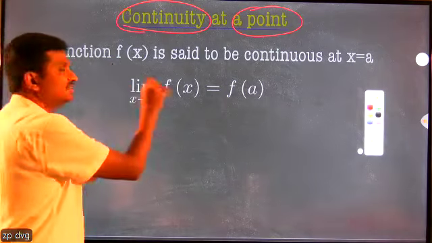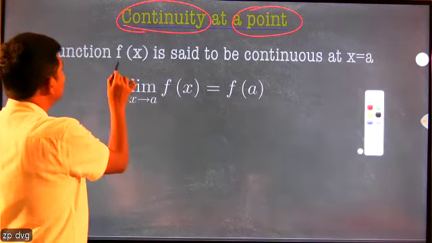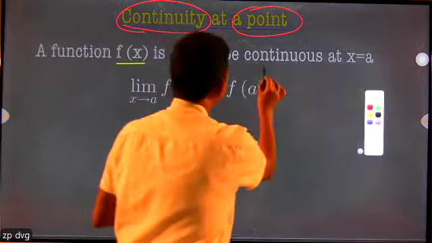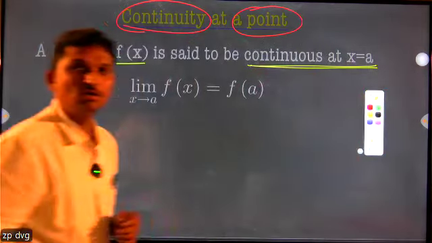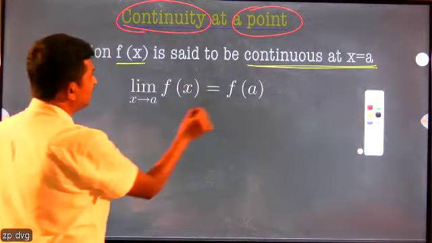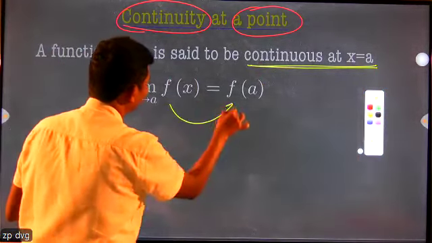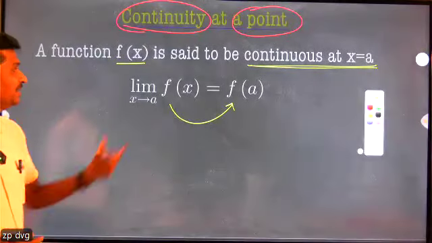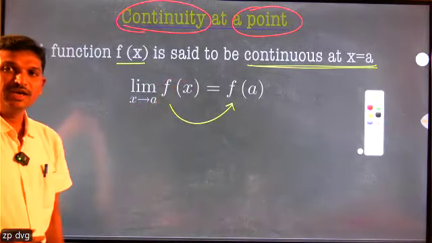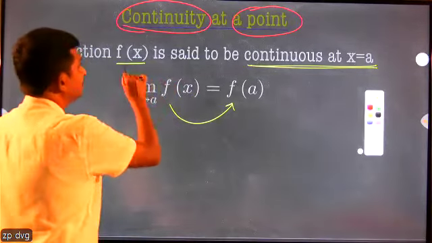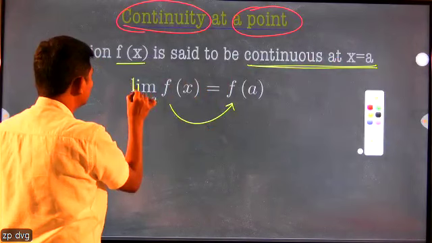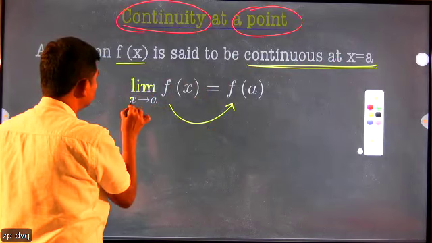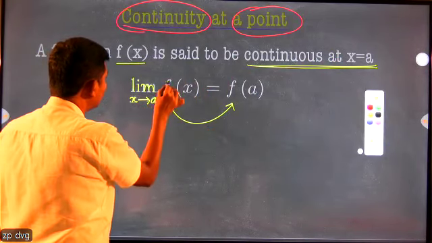Here, this is the mathematical definition. A function f of x is said to be continuous at x equal to a if limit x tends to a, f of x equal to f of a. Limit x tends to a, f of x equal to f of a. That means to check the continuity of the function at x equal to a, first point, this must exist. Limit x tends to a, f of x.